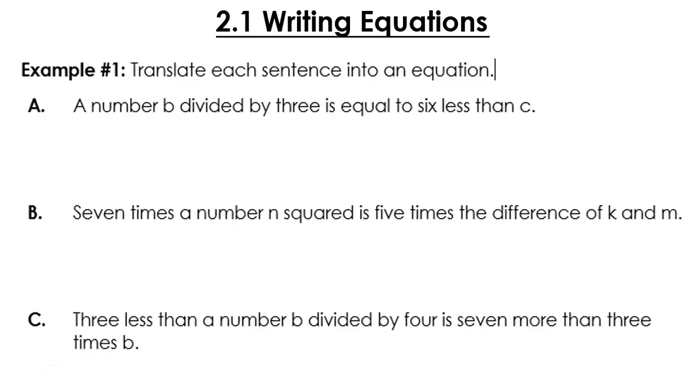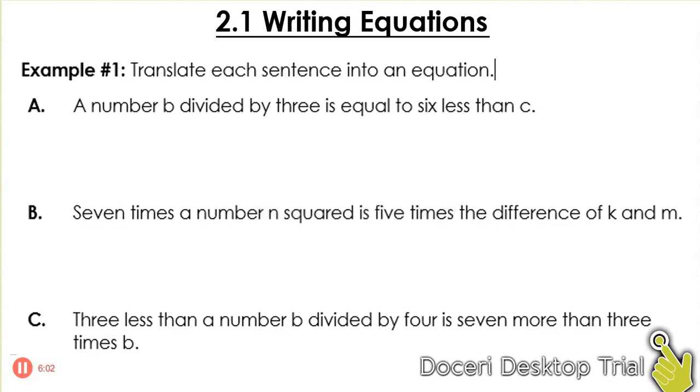So now we're ready for some examples. We're going to translate each sentence into an equation. And so we're going to start with letter A, which says a number B. So we're going to take a number B. I don't know what that number is, but we're going to let it be represented with B. And B is being divided by 3. So we're going to divide B by 3. We use the division bar now. We do not use your old school division symbol from elementary.